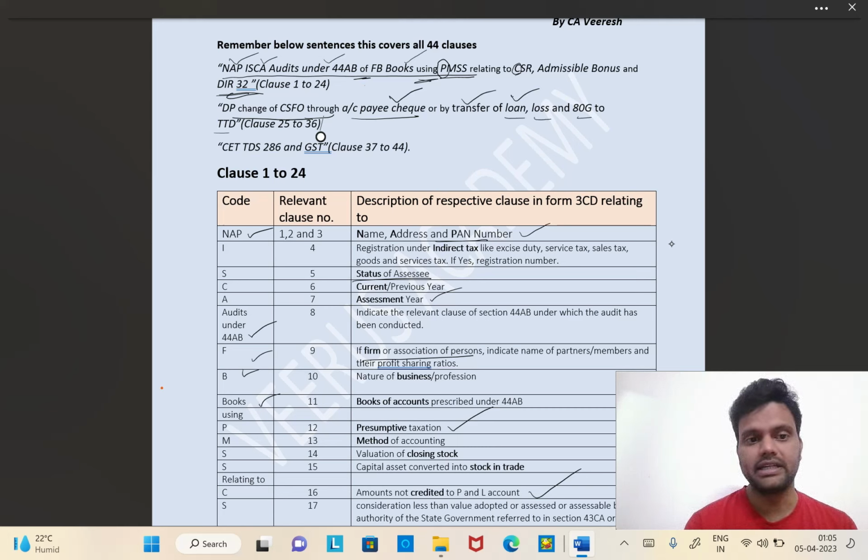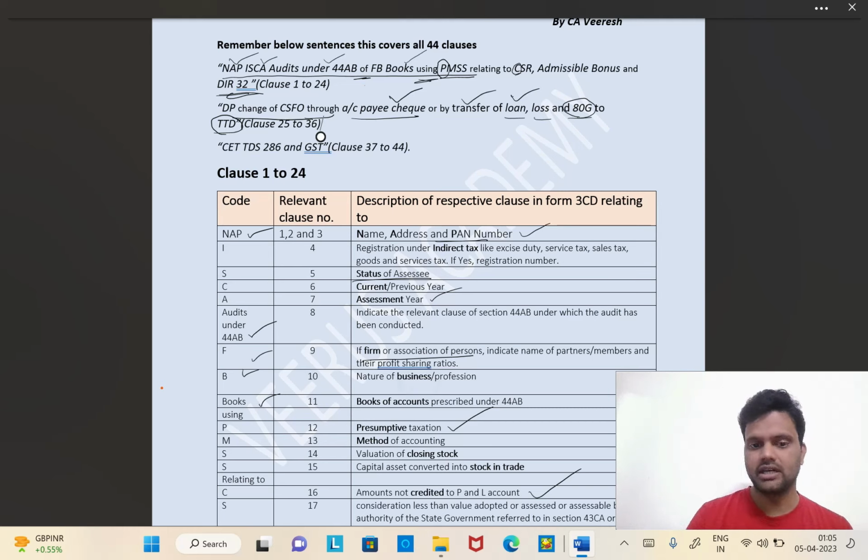To TTD. TTD means Tirumala Tirupati Devasthanam. This is a Tirupati trust. And DP change of CSFO through an account pay check or by transfer of loan, loss and ATG to TTD. So what does it mean? We are changing the display picture of the Central Security Force Organization. How? Through an account pay check or by transfer of loan, loss and ATG to TTD. ATG is the donation, we all know. ATG means the donation related deduction.